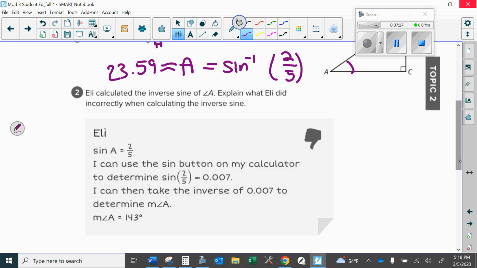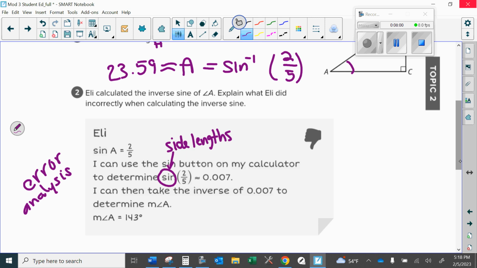So this is called error analysis, where you try to find where the student made the error. Because the sine of A equals 2/5, that's correct. I can use the sine button on my calculator to determine the sine of 2/5. Is that what you're supposed to do? No. Okay, sine of A equals 2/5. The sine button is for side lengths, not for angle measures.